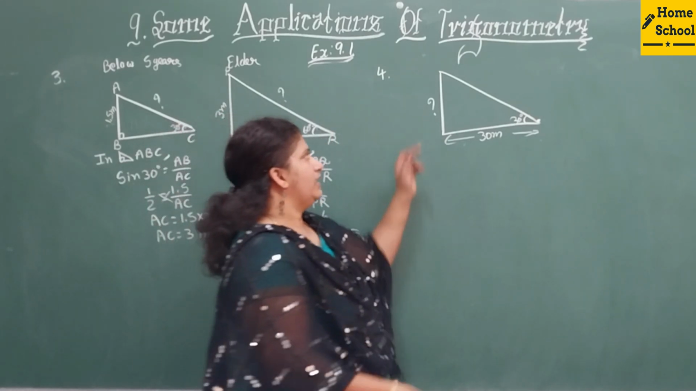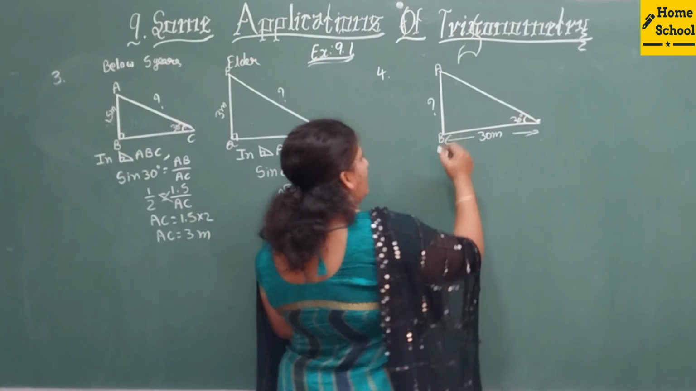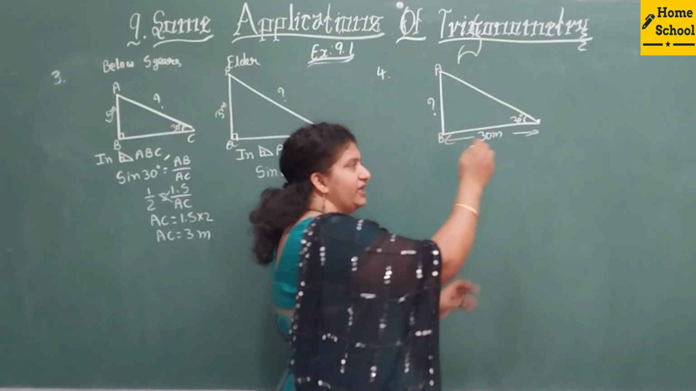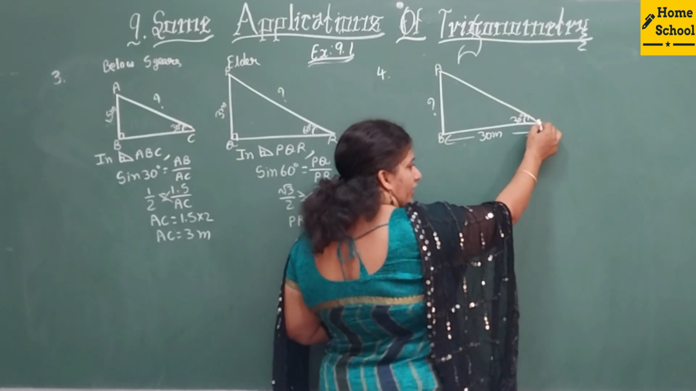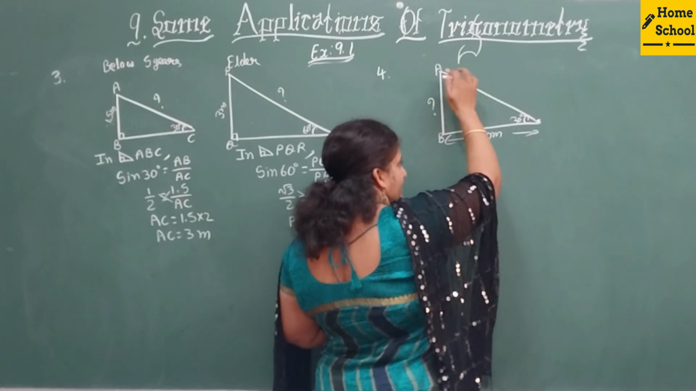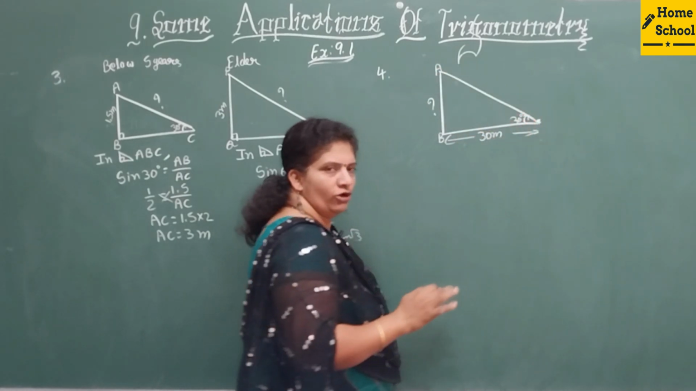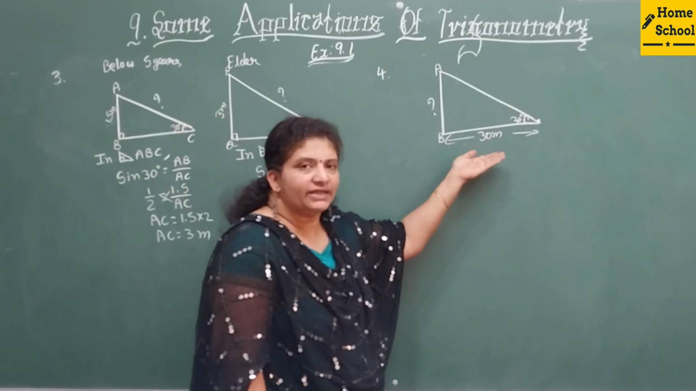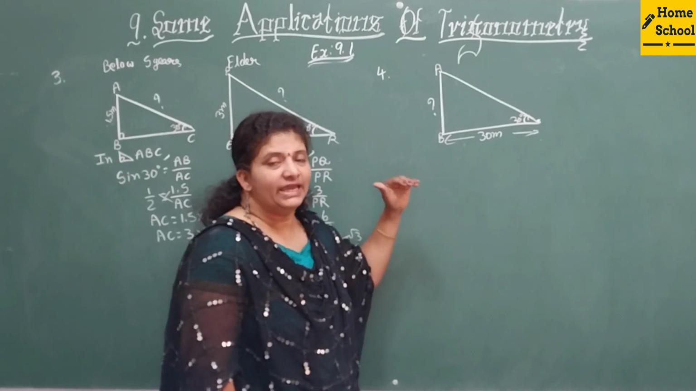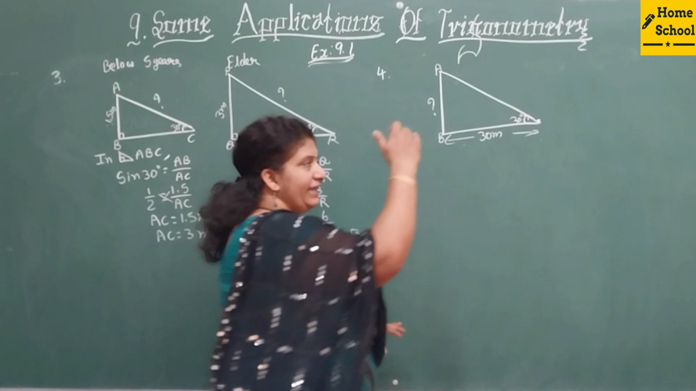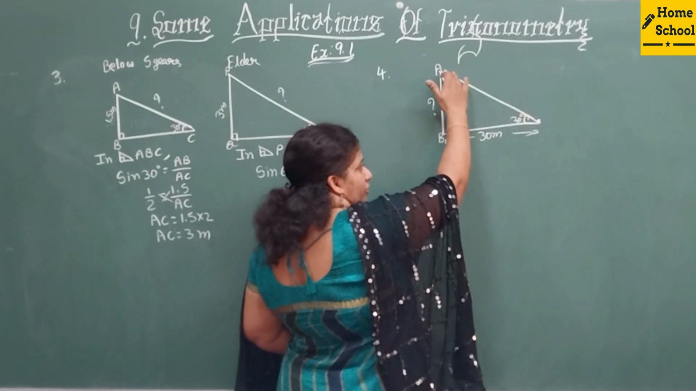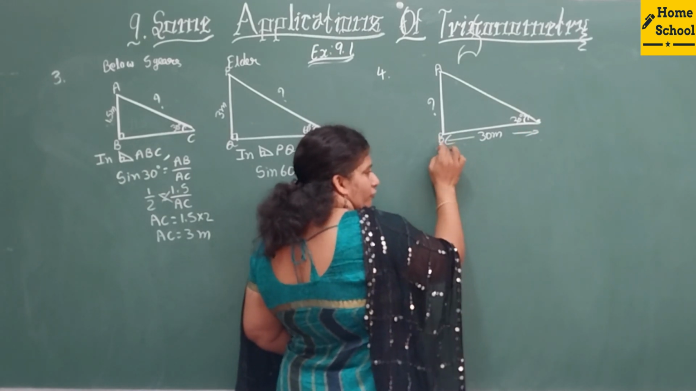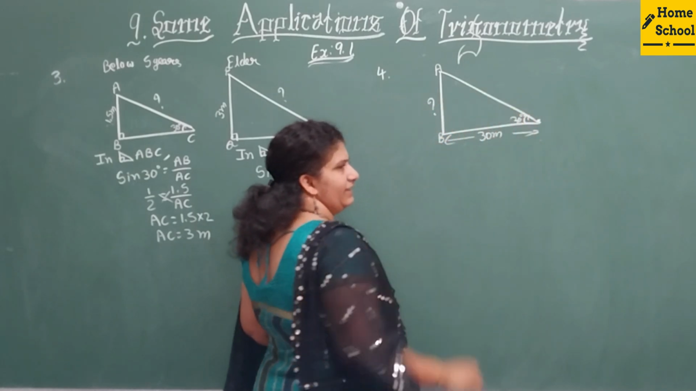Imagine AB is a tower. From the top of the tower, the angle of elevation from a point on the ground, which is 30 meter away from the foot of the tower, is 30 degree.